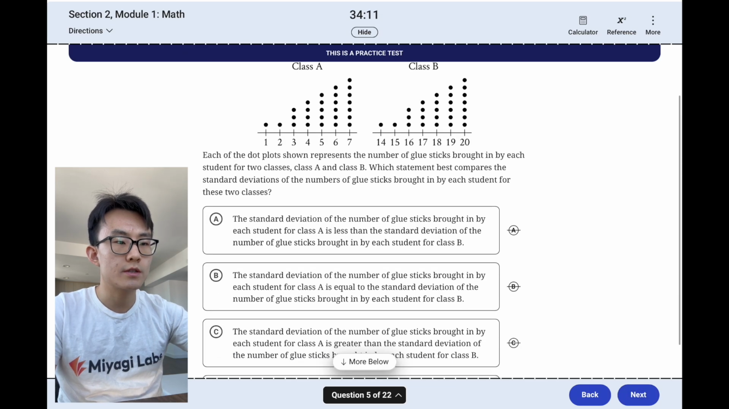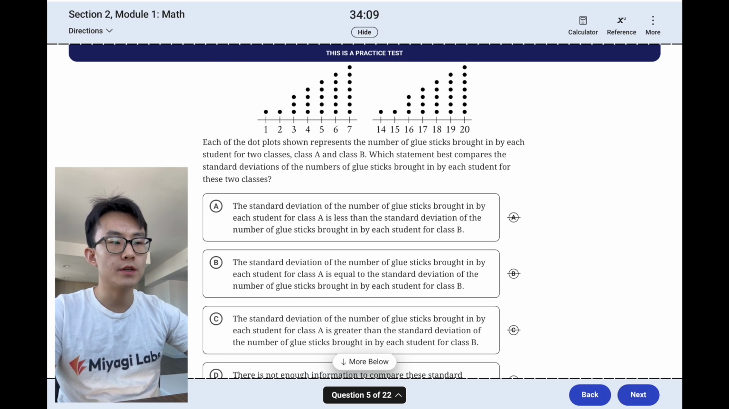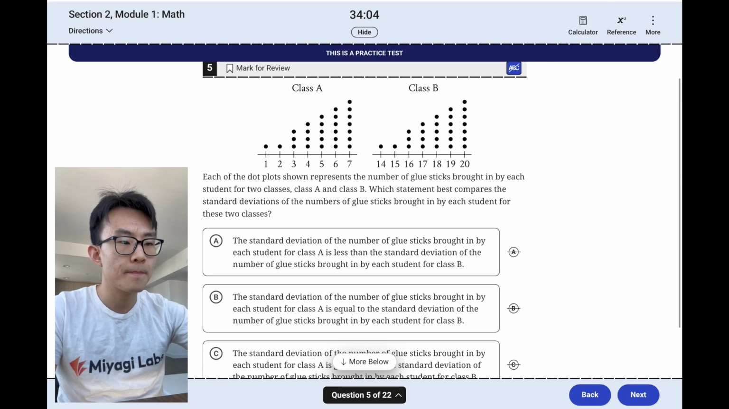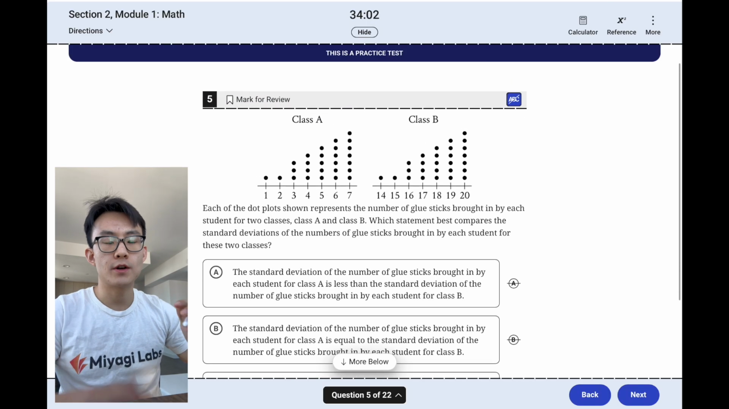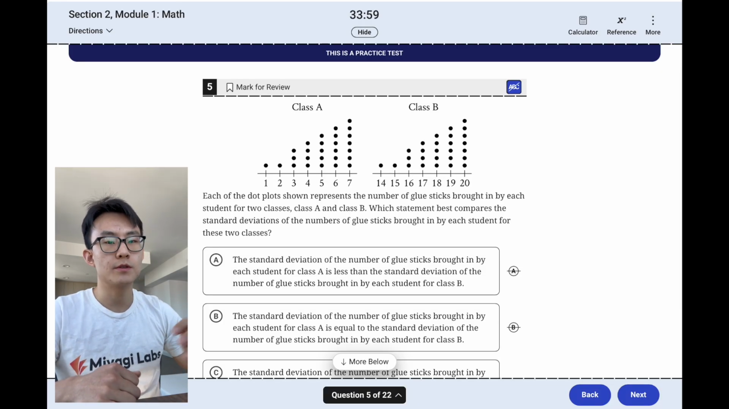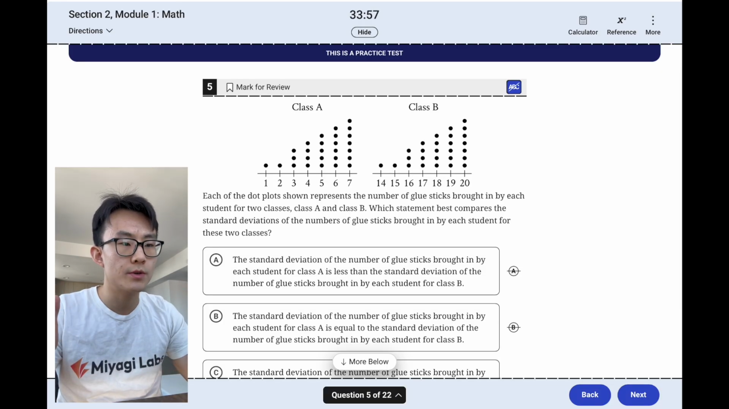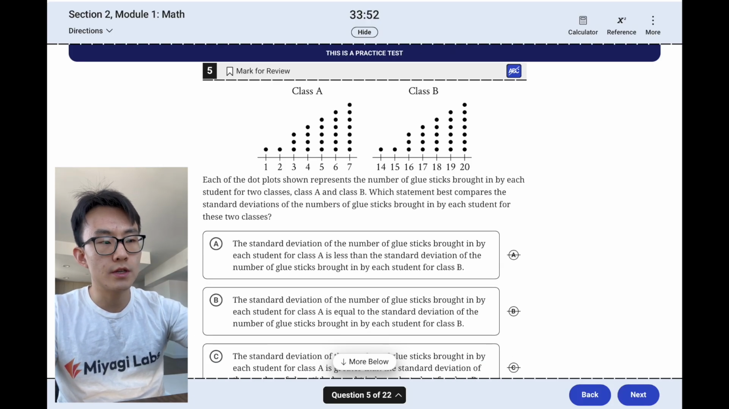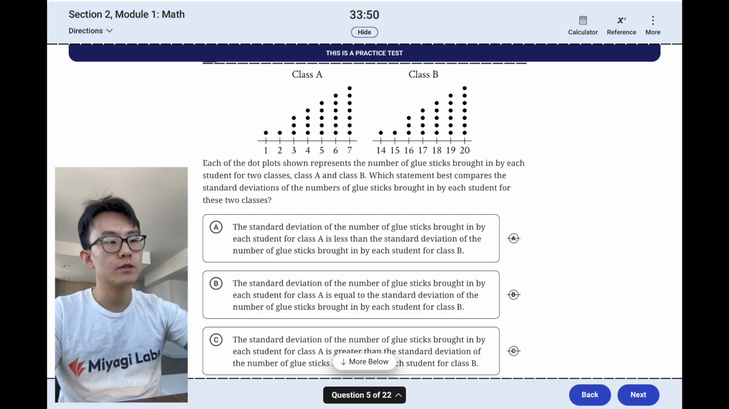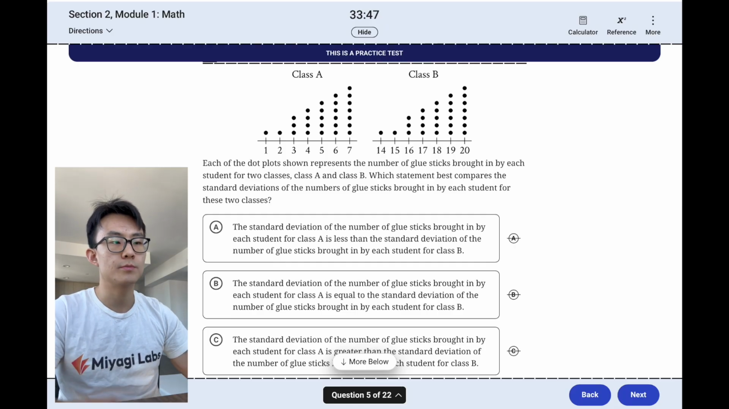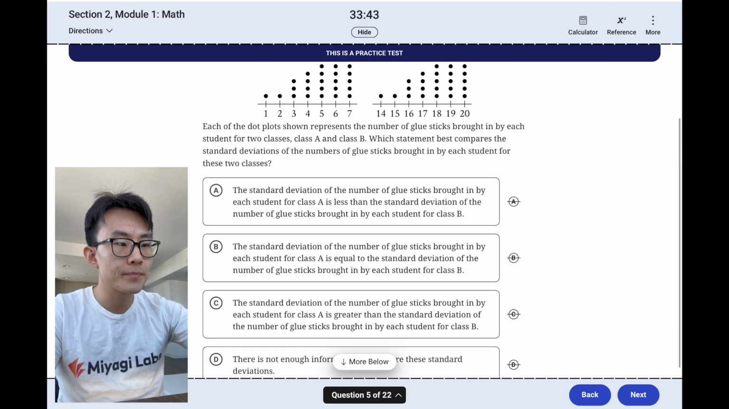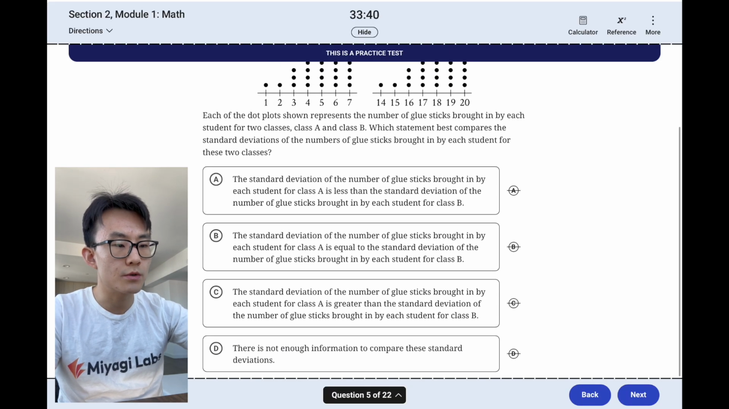Each of these dots, okay, standard deviation is basically how far apart things are relative to the mean. So do you have everything bunched up together or do you have everything spread apart? And the crucial detail here is that both of these seem to have the same distribution, but just shifted over. So one goes to 14. So the standard deviation should be equal.